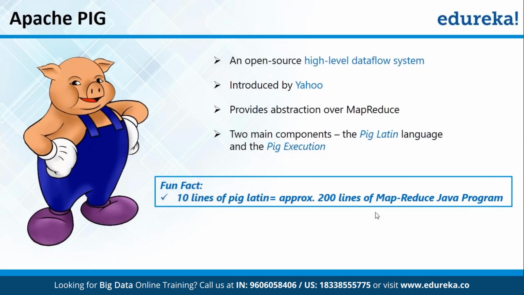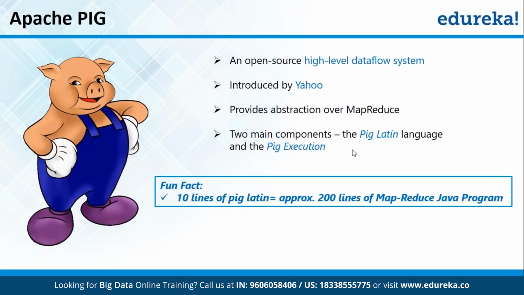So just a fun fact for you guys. Approximately 10 lines of Pig Latin is equal to 200 lines of MapReduce code. So this is the difference. If you have to perform a particular task in MapReduce, you are writing 200 lines, whereas the same task can be done in 10 lines or less than 10 lines. Basically, Pig has two components. One is the Pig Latin language using which you can write simple queries, and second is the Pig execution engine, which converts your Pig queries into Apache MapReduce.